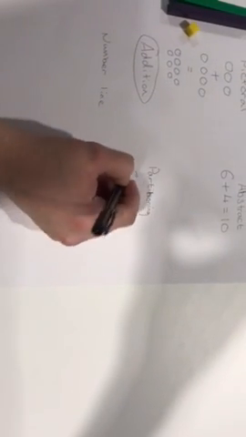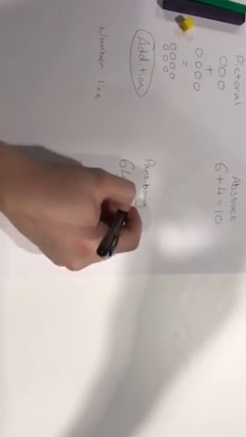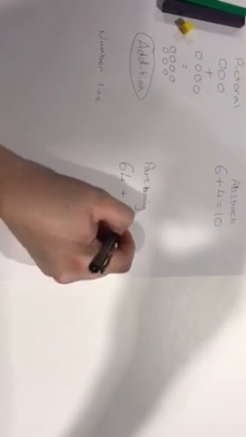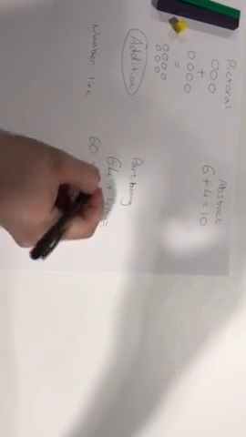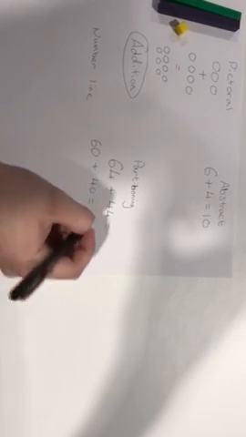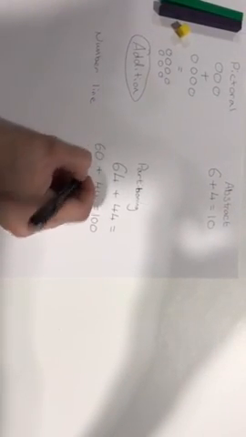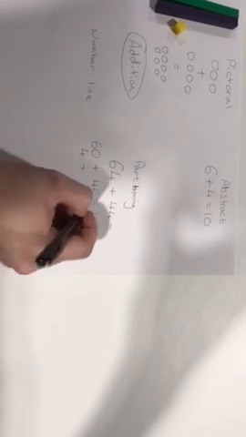Later on in the key stages, they could go on to partitioning. So if you did 64 add 44, you could partition that into 60 add 40, which would equal 100, and 4 add 4, which would equal 8, giving 108.